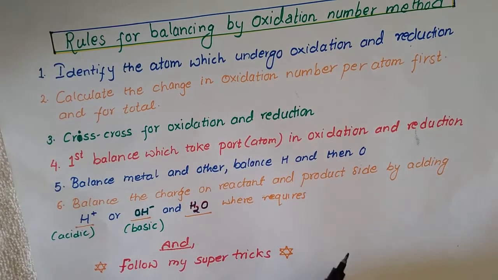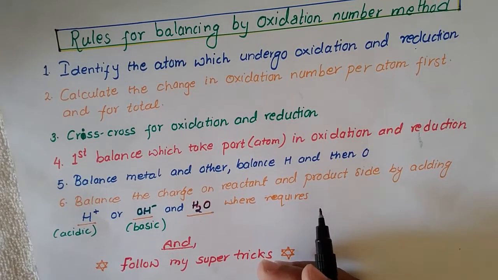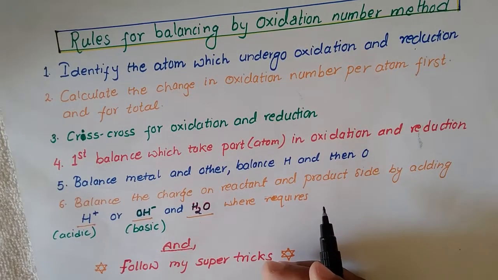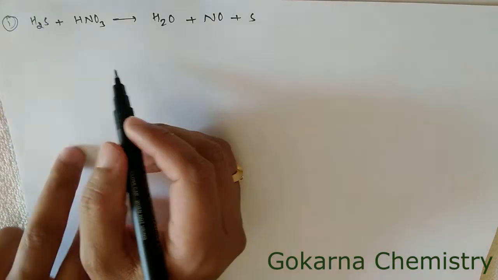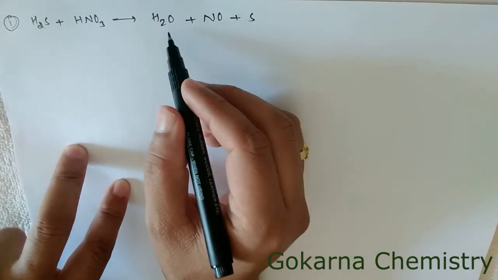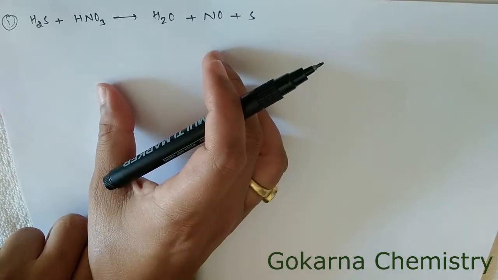And there are some tricks which make you more comfortable to balance chemical reactions. The first chemical reaction here is H2S + HNO3 gives H2O + NO + S. We have to balance this by the oxidation number method.